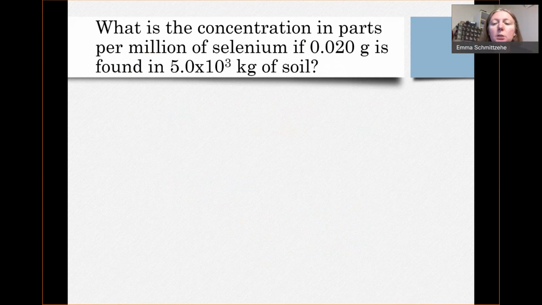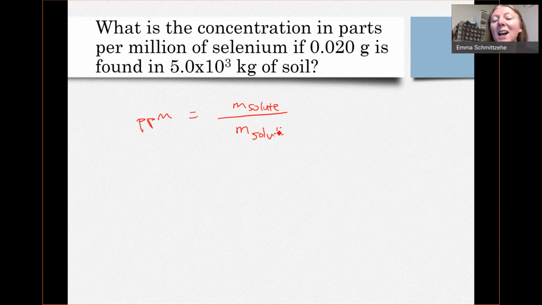So this one says, what is the concentration in parts per million of selenium if 0.020 grams is found in 5.0 times 10 to the third kilograms of soil? Okay. So if we want the parts per million, the ppm, that's going to be the mass of the solute over the mass of the solution, and then times a million, so times 10 to the 6th. Okay. And so the solute here that we're talking about is that selenium.